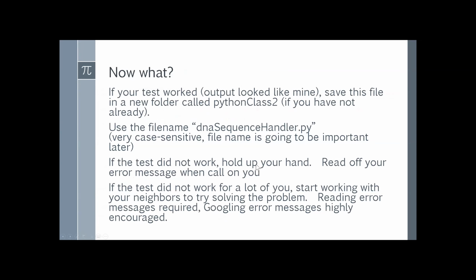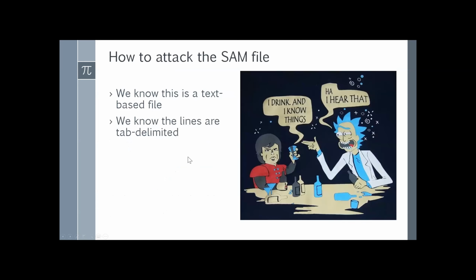Okay, so now the question is, now what? If your testing worked and everything made sense, you're gonna save this. You should already have this available in your collection of code. Now we can get back to our main question, which is, how are we going to attack the SAM file? Because really our first challenge is to get something that can read a SAM file and make it into easily parsable data.